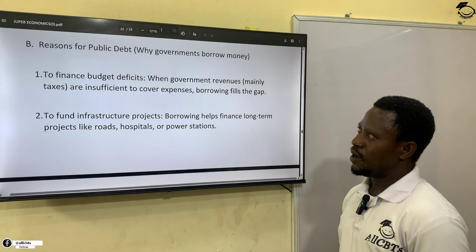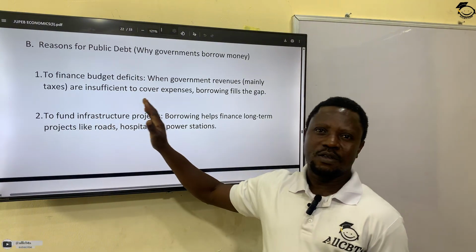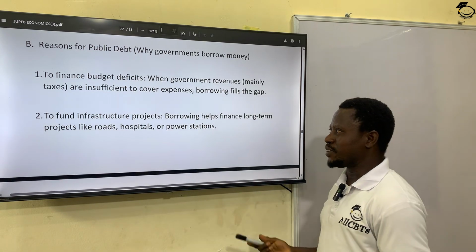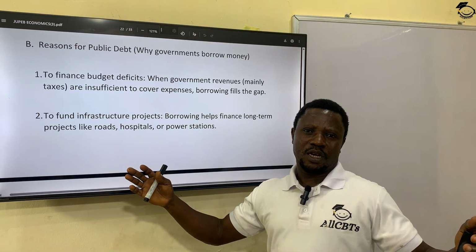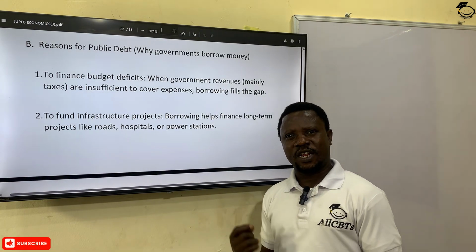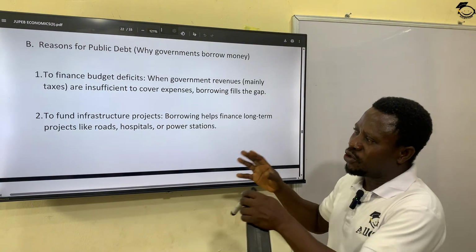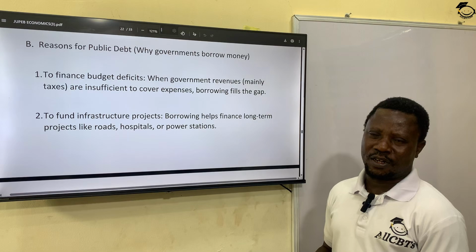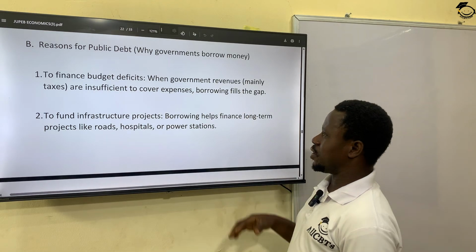Another reason why government borrows money or owes debt is to finance infrastructural projects: roads, power plants or stations, hospitals. These are long-term infrastructure, and they involve a lot of money that the government may not be able to get readily available. Even when the government has this money, they wouldn't want to tie it up just on that infrastructure, which is long term. They may prefer to use the money for other things that are needed immediately, while they get loans to attend to these other long-term projects.